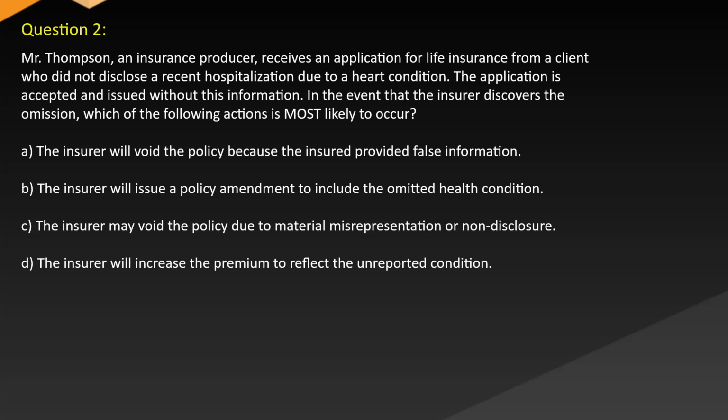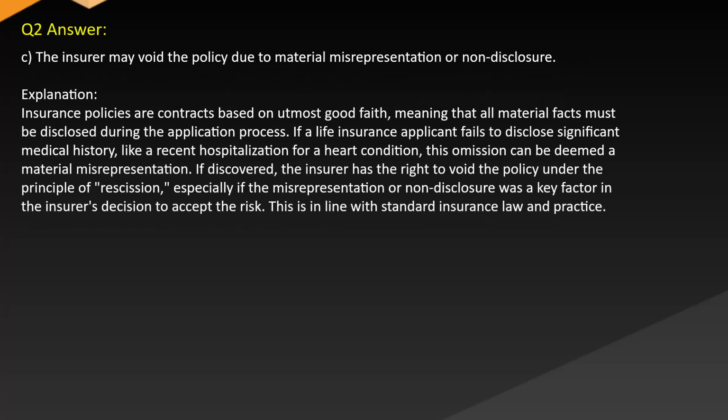A. The insurer will void the policy because the insured provided false information. B. The insurer will issue a policy amendment to include the omitted health condition. C. The insurer may void the policy due to material misrepresentation or non-disclosure. D. The insurer will increase the premium to reflect the unreported condition. Answer: C. The insurer may void the policy due to material misrepresentation or non-disclosure.